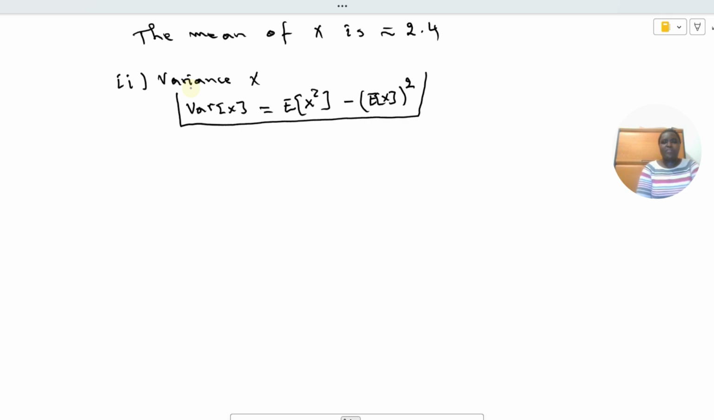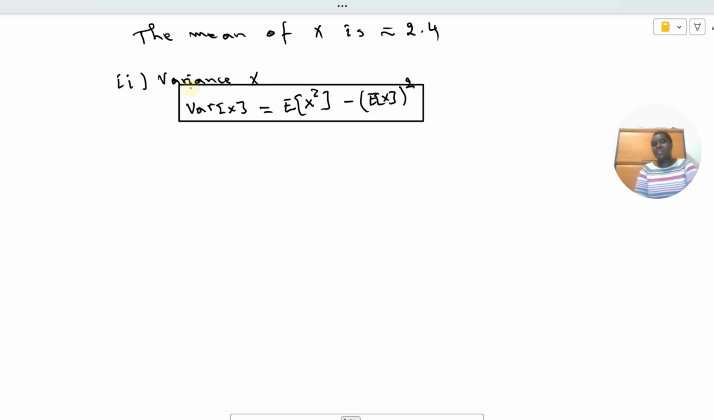I think you know how to derive this formula. If you don't know how to derive it, write it in the comment section so that I know I will have to talk about it. And if you know it, click like, and let's move on.